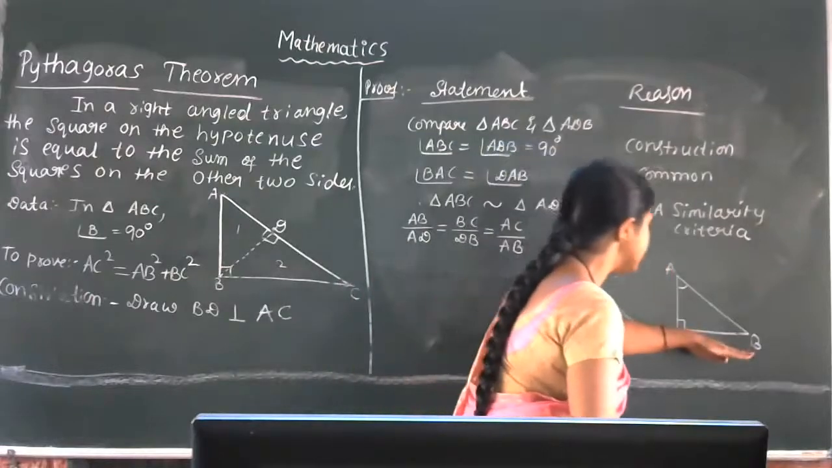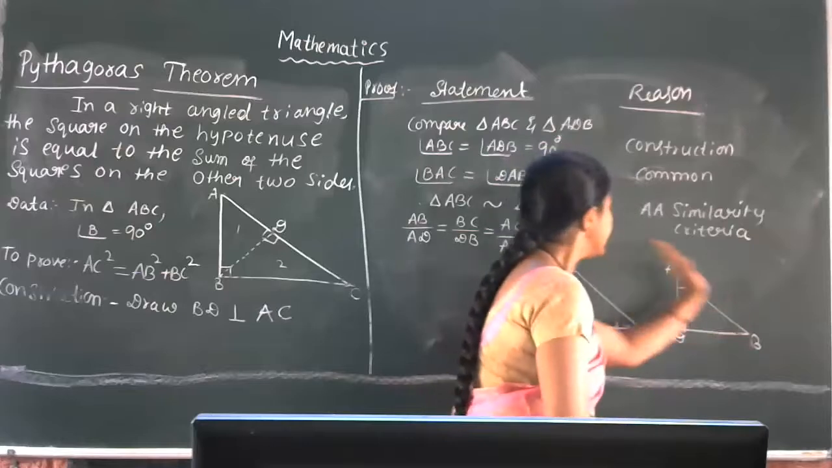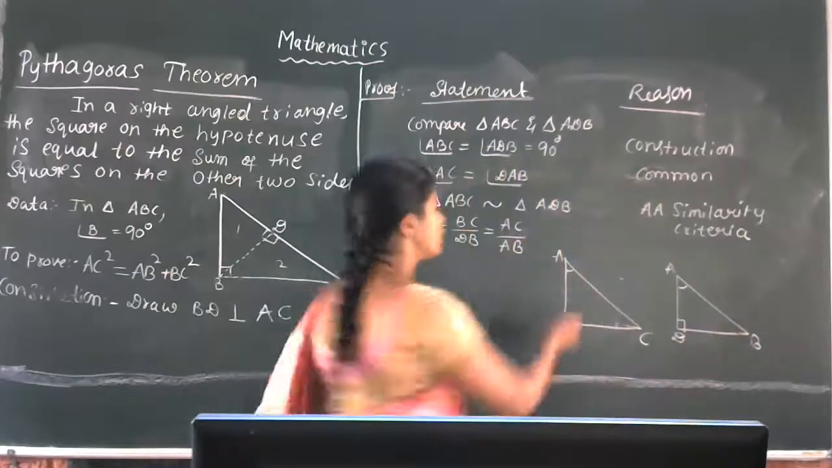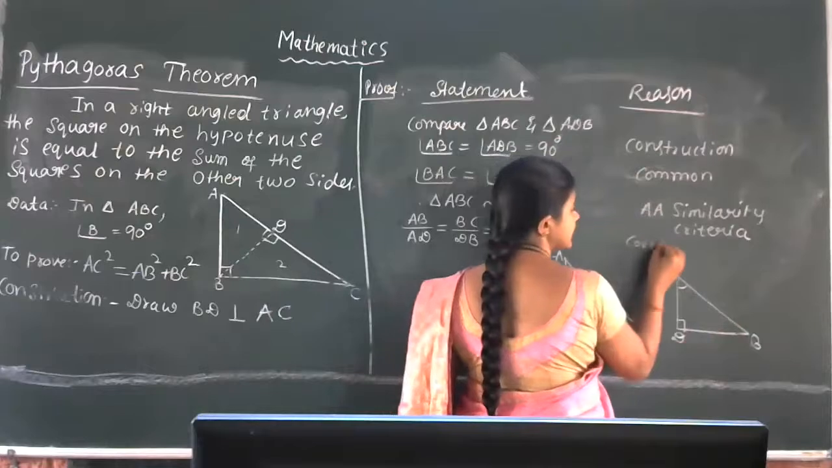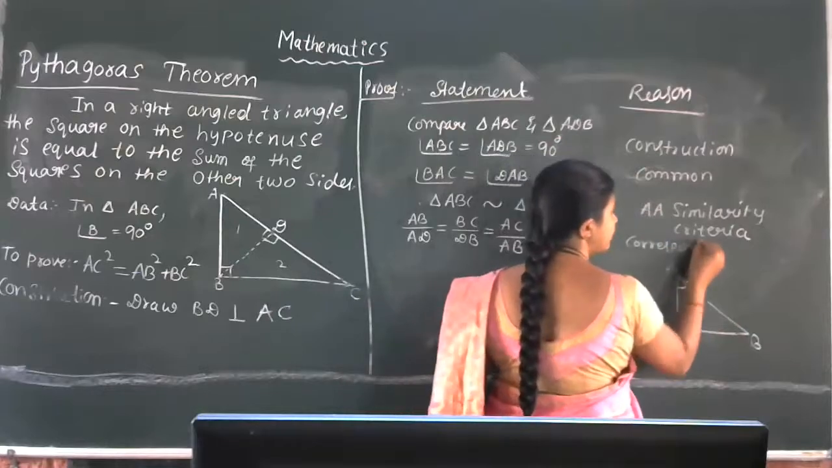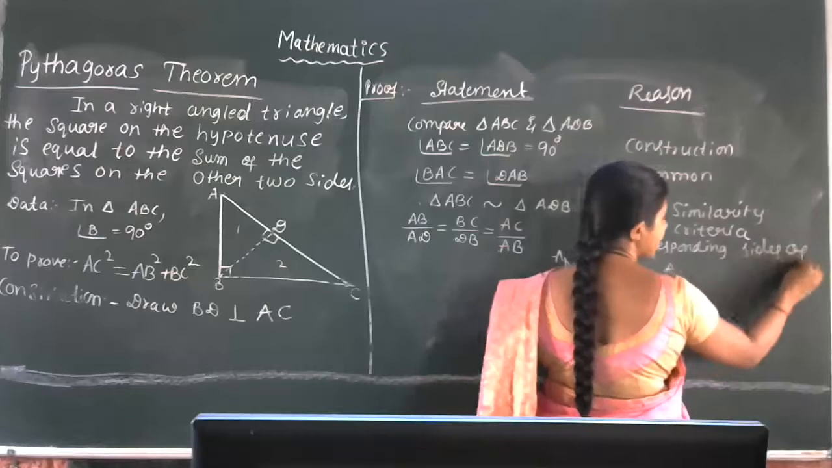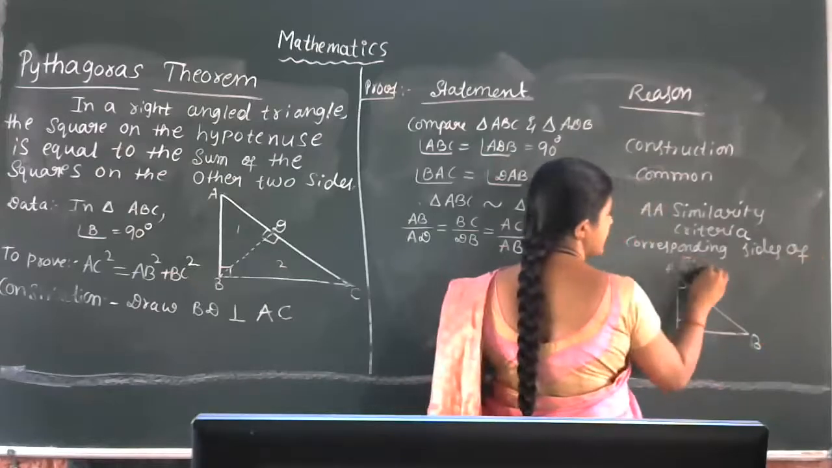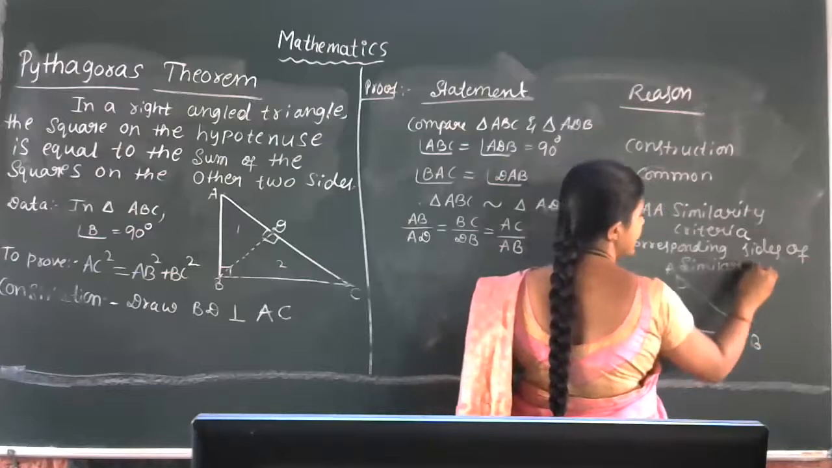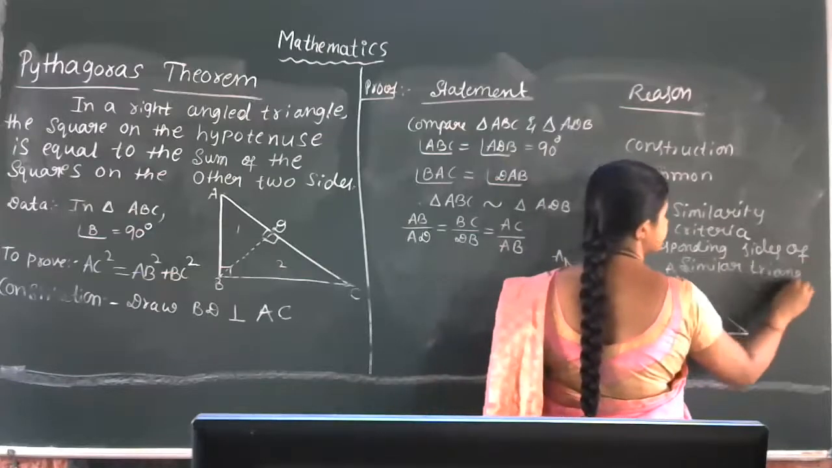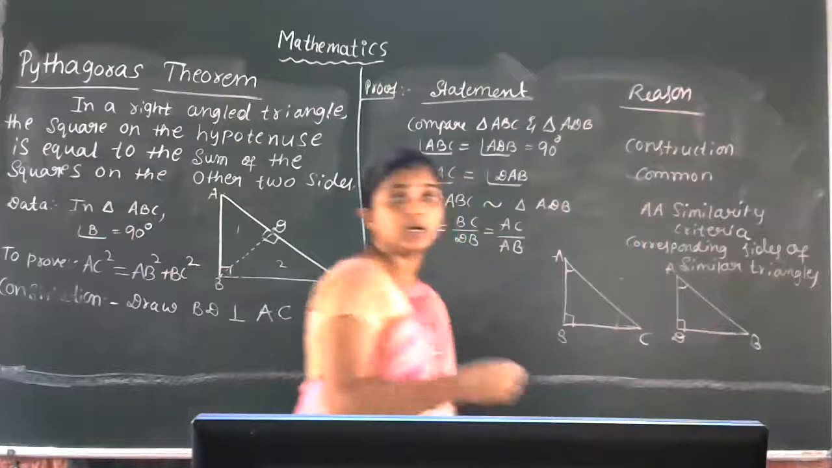AB square is equal to AD into AC. This is equation 1. Next, step 2: we are going to compare the ABC triangle again with the BDC triangle. The same steps we followed in the first step, we have to follow again for the second step.